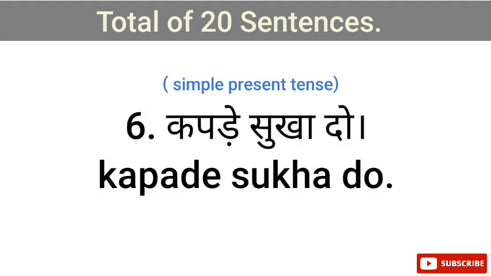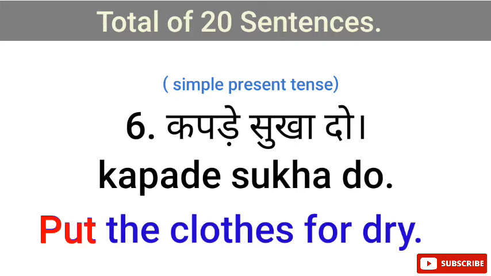Sentence number 6 is in the simple present tense. कपड़े सुखा दो. Put the clothes for dry.